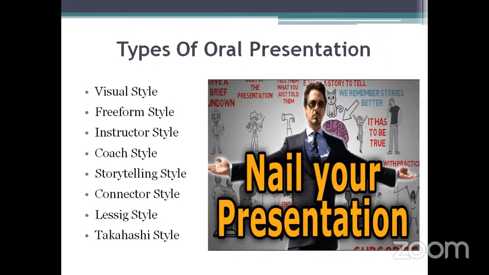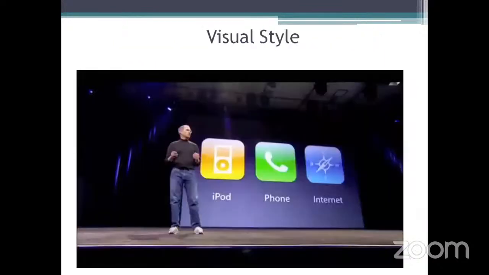First, we'll start with the visual style. Visual style is one of the most common styles practiced all over the world. One of the most classic examples is the presentation by Steve Jobs during the introduction of Apple products. What visual style refers to is that the slide should simply exist to complement what you're talking about. For example, if you have a slide and you are complementing it with your talking, this is the style you should adopt.